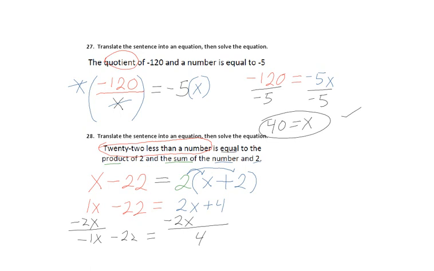Then what I'd like to do next is add 22 to both sides. Let's see, and that's going to become negative 1x equals 26. And then finally, the last step is divide by negative 1. 26 divided by negative 1 is negative 26.